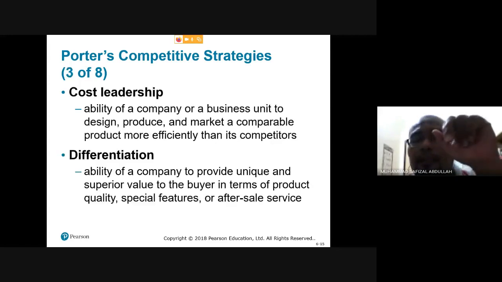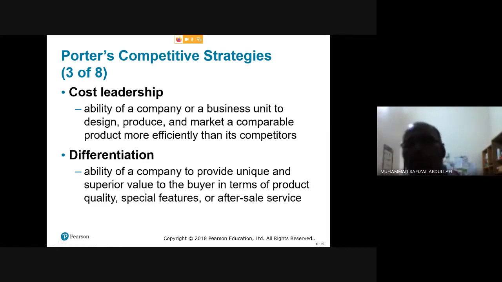Jadi, these three strategies that Michael Porter proposes come from the two questions that he asked earlier. Tadi kan dia tanya compete based on what? Based on price. So if you want to compete based on price, you can follow the strategy called cost leadership. What is cost leadership? It means that you are trying to compete purely on price. You are trying to beat your competitors, or bury your competitors six feet under, by kicking them out of business, using the cost leadership strategy.